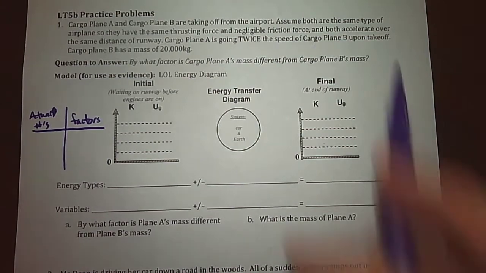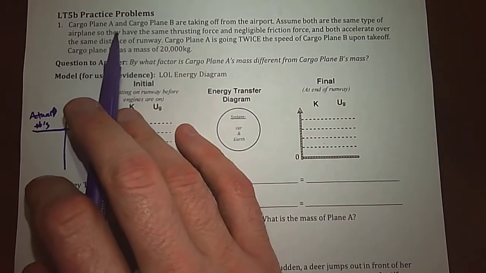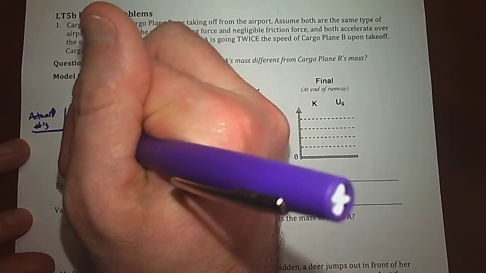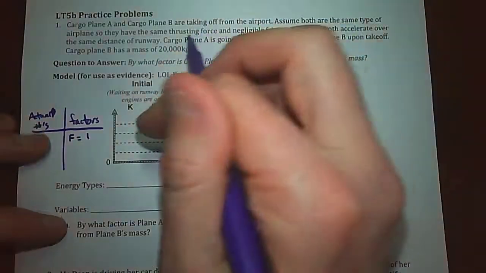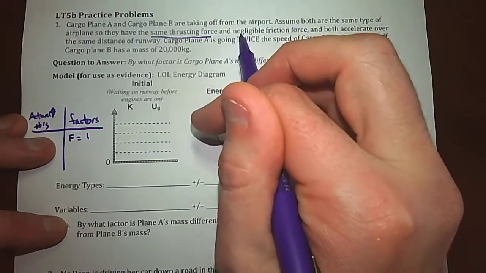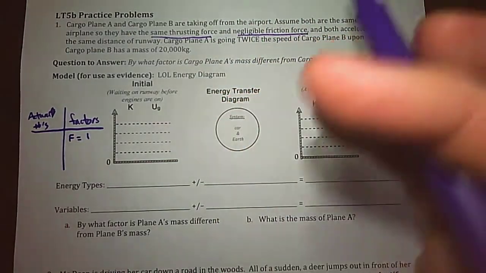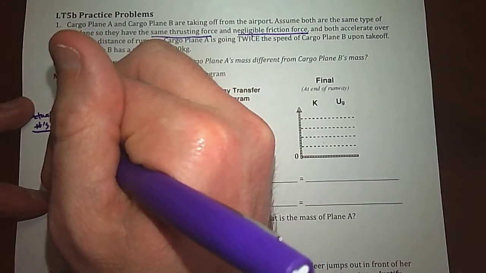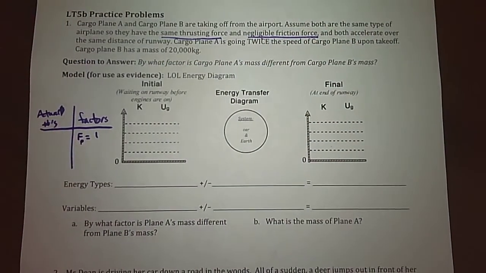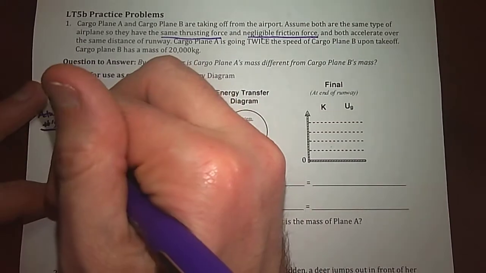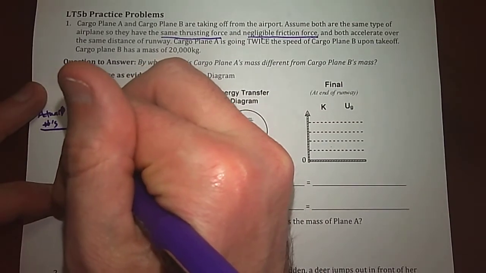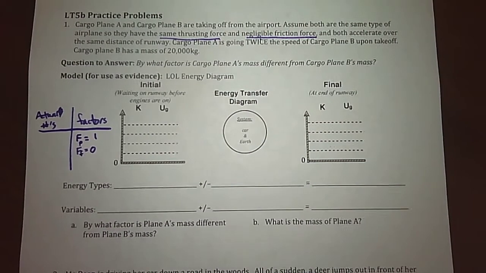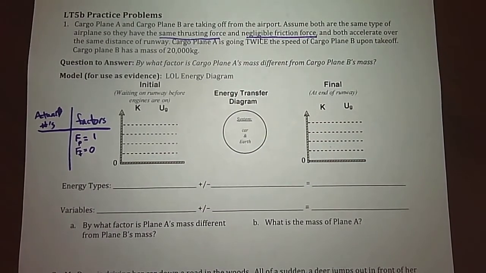Right? And so they have the same type of airplane. So what does that mean? They have the same thrusting force. So I'm going to say force is going to be the same, so force equals 1. Negligible friction force, and negligible just means no friction force. So I'm going to say push force, in this case, is going to be 1, the same, but my force of friction is going to be 0 because there's just nothing. Even though it is the same, it is 0, so I'm going to keep it at 0.